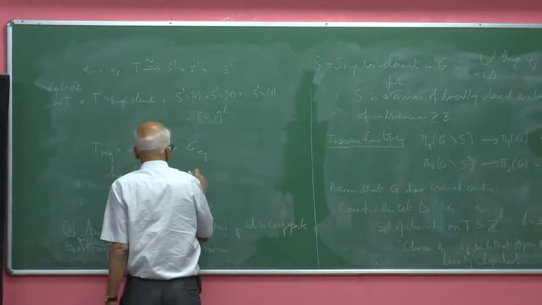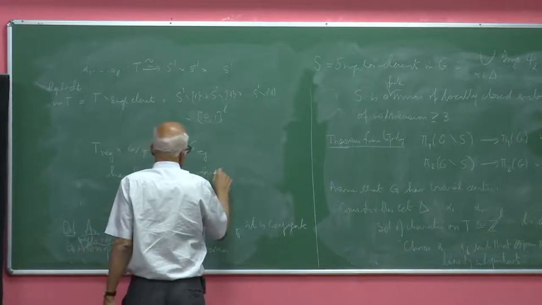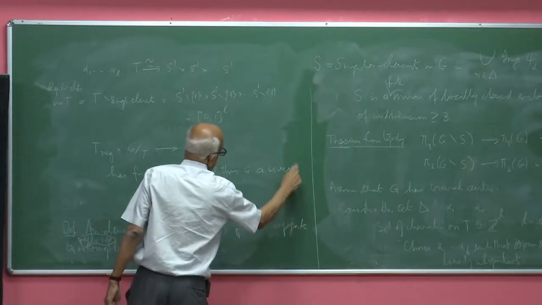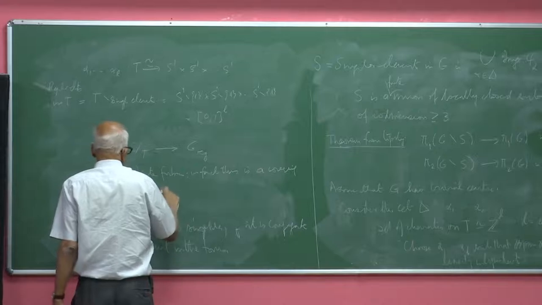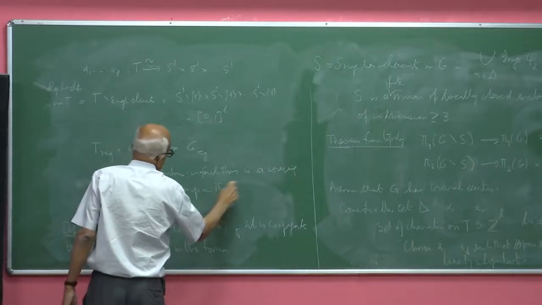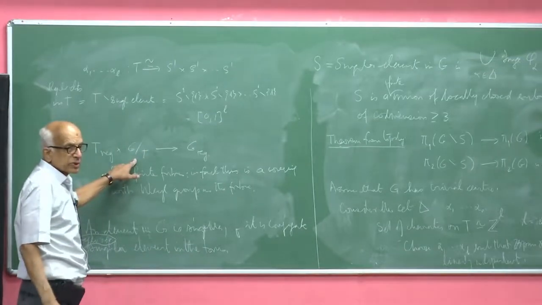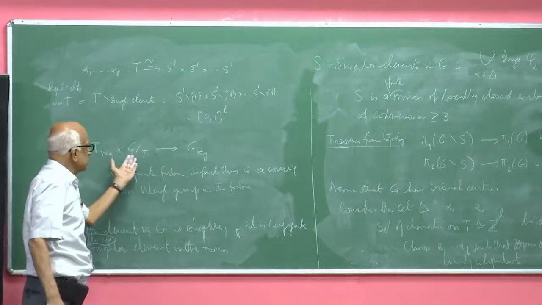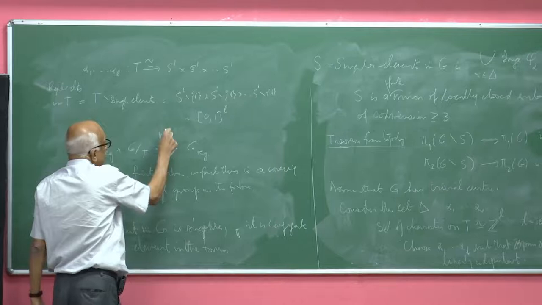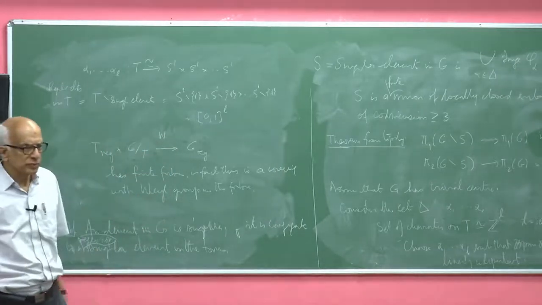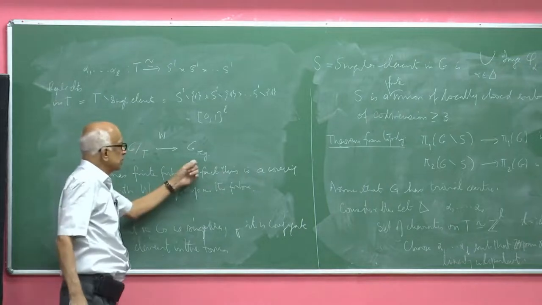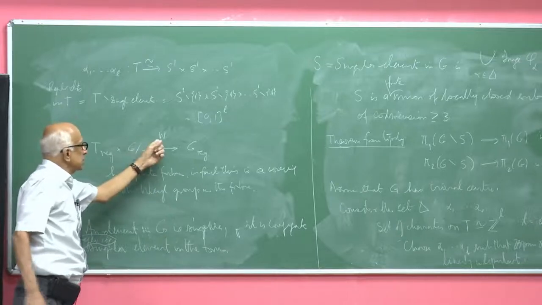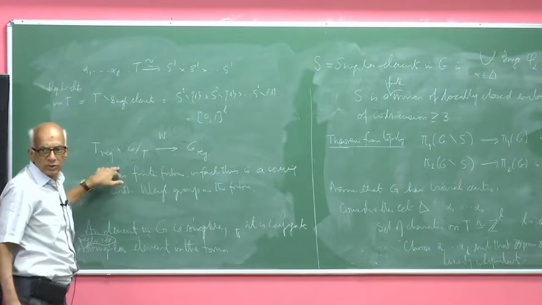In fact, this is a covering with the Weyl group as a fiber. See, on G mod T, the Weyl group operates. And if you take a regular element, the Weyl group will take that into a regular element. So T regular cross G mod T to G regular is a covering map with W as the group of deck transformations. So this is a finite covering, and so pi 1 of this is the same thing as pi 1 of this extended by W.